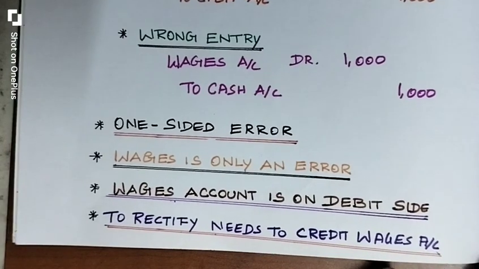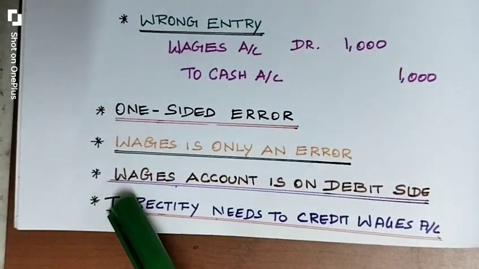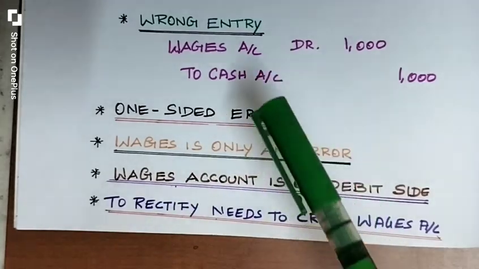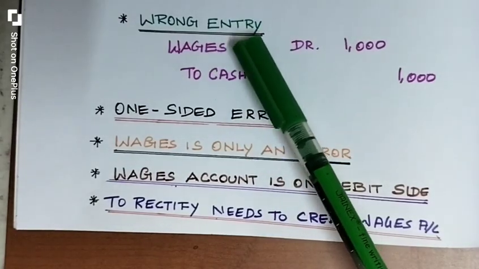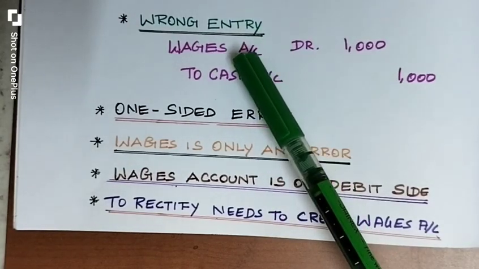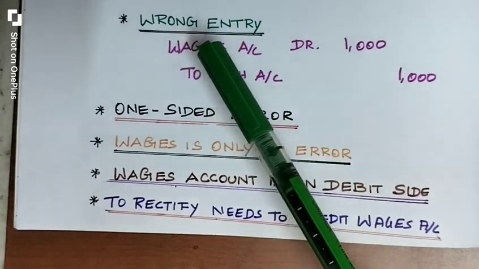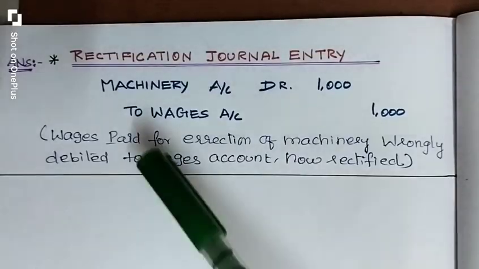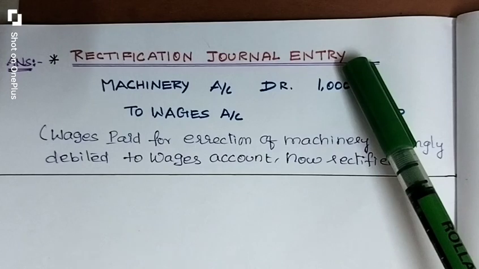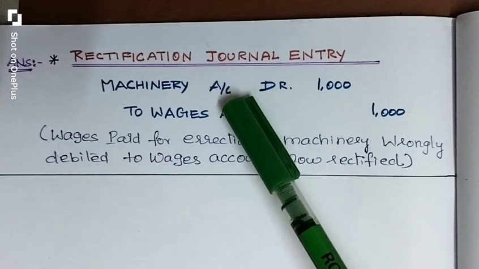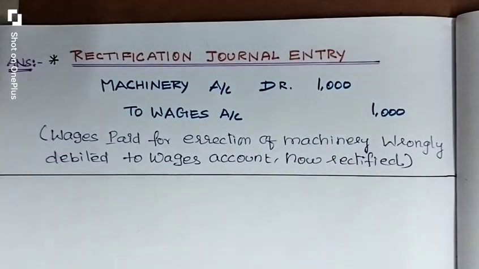How can we rectify it? We have to rectify this transaction. We need to credit the wages account. Where is the wages account? It is on the debit side. How can you rectify it? We need to credit the wages only, then the error is rectified. For that we have to prepare the rectification journal entry. Here, always first enter the correct account on the correct side. Which account is the correct account? The machinery account is the correct account. On which side? The machinery account is on the debit side.